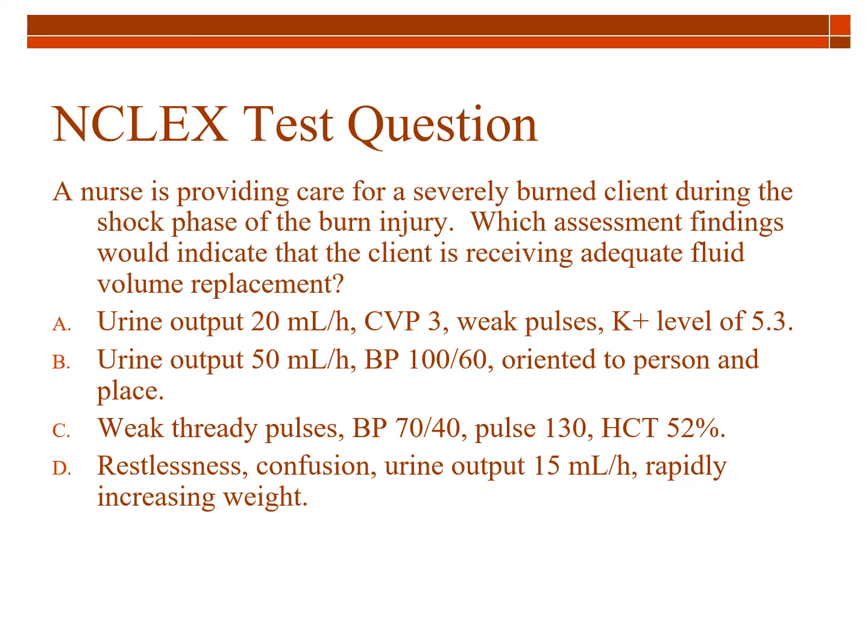Hopefully, you're thinking that B is the correct answer. Indeed it is, because a urine output of 50 mL per hour is adequate. The blood pressure is stable, and they have a clear sensorium, and the fact that they are oriented to person and place. Those are all positive signs that adequate fluid volume replacement is occurring. Again, we would want to see that the pulses are easily palpable as well.